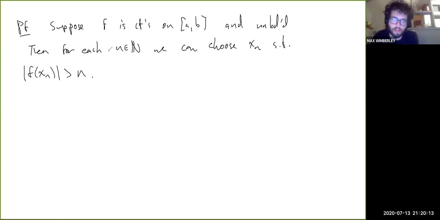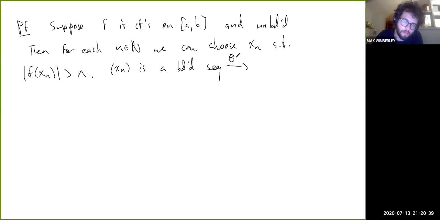If f is unbounded, little n is not an upper bound. That means we must be able to find a place where the value of f becomes bigger than little n in magnitude. That place where f becomes bigger than n in magnitude is what we call xn, at least one of the places. So we can form a sequence this way. So xn is a bounded sequence.